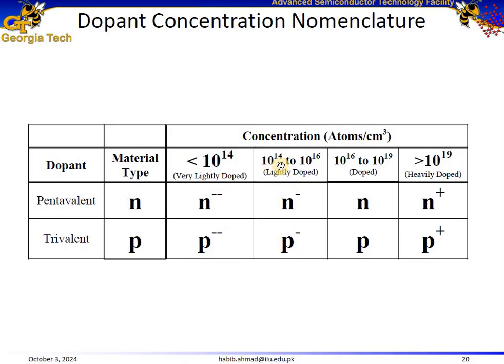Similarly, doping concentrations in the range of 10^14 to 10^16 can be classified as lightly doped material, and we represent it with n minus or p minus. Doping concentrations in the range of 10^16 to 10^19 are classified as doped, and we represent it with n or p. Similarly, doping concentrations greater than 10^19 per cubic centimeter are classified as heavily doped, and we represent it with n plus or p plus.